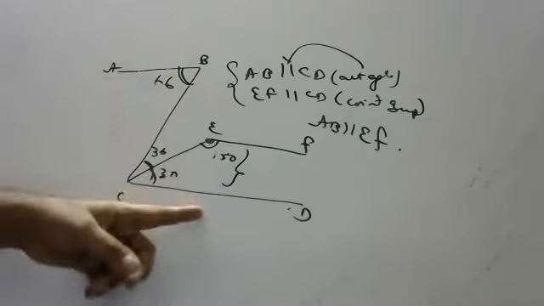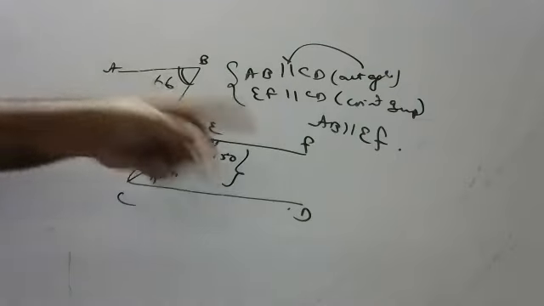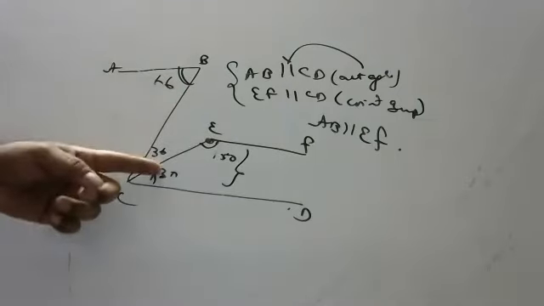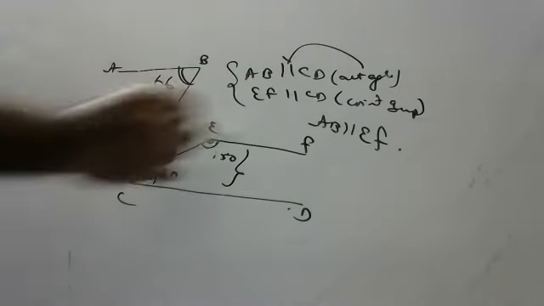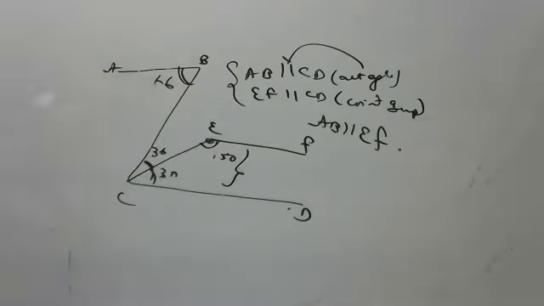Again, AB is parallel to CD, CD is parallel to EF. So AB is parallel to EF. Why? These both are alternate angles, equal. These both co-interior angles are supplementary. If co-interior angles are supplementary, I can say these both are parallel. We did this sum also. I don't know how many of you know this.